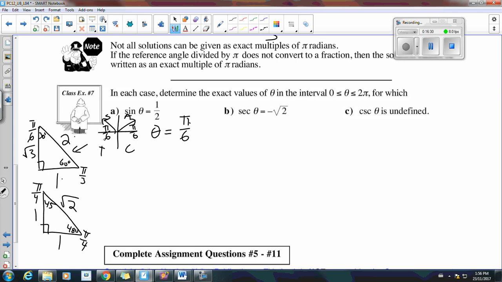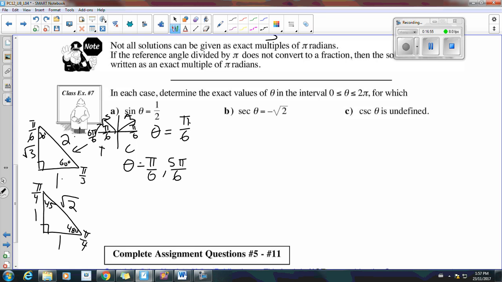I still need to calculate the whole angle, or the terminal arms of each angle. So in quadrant 1, that one's easy. It's pi over 6. In quadrant 2, remember all the way here would be 6 pi over 6. We're 1 pi over 6 short, so it must be 5 pi over 6.